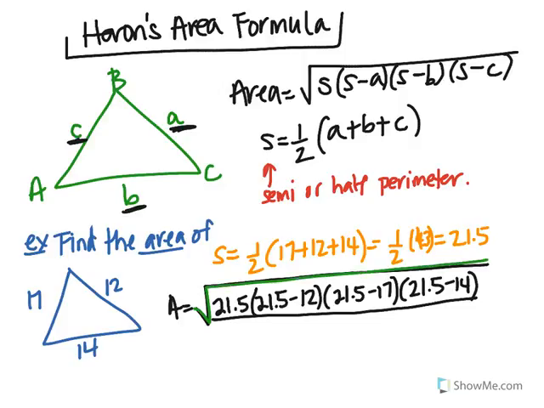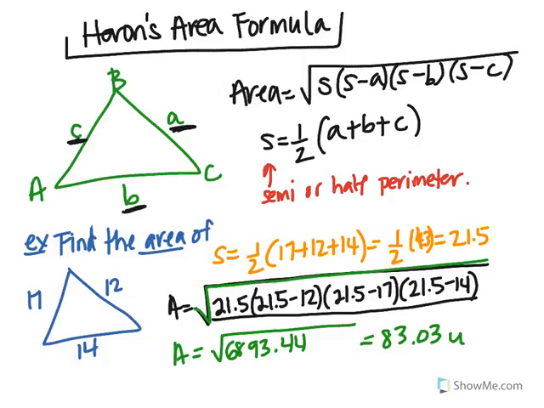And I believe you're going to end up getting under the square root, before you square root it, 6893.44. And when you end up square rooting that answer, you end up getting 83.03. And since this is area, it's going to be square units. So we just calculated the area of that triangle just knowing all the sides, no height.